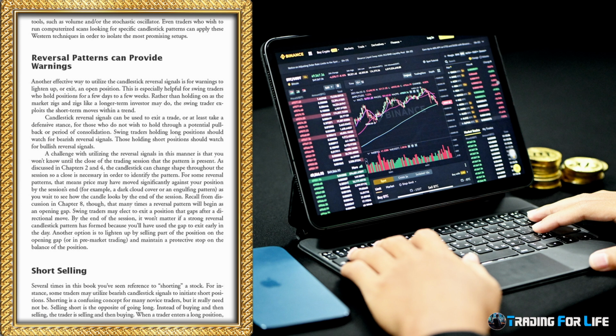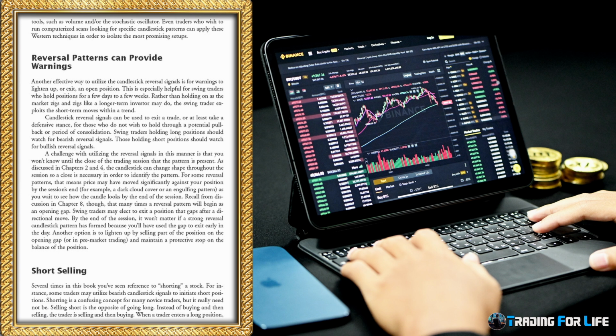Rather than holding on as the market zigs and zags like a longer-term investor may do, the swing trader exploits the short-term moves within a trend. Candlestick reversal signals can be used to exit a trade, or at least take a defensive stance, for those who do not wish to hold through a potential pullback or period of consolidation. Swing traders holding long positions should watch for bearish reversal signals. Those holding short positions should watch for bullish reversal signals.